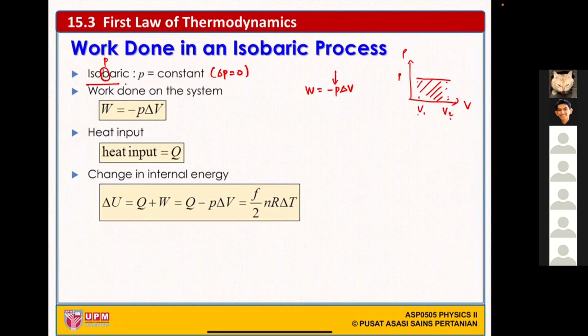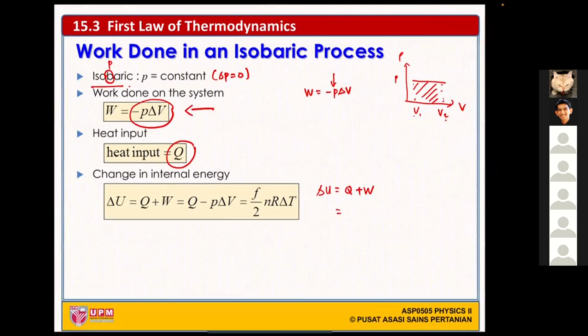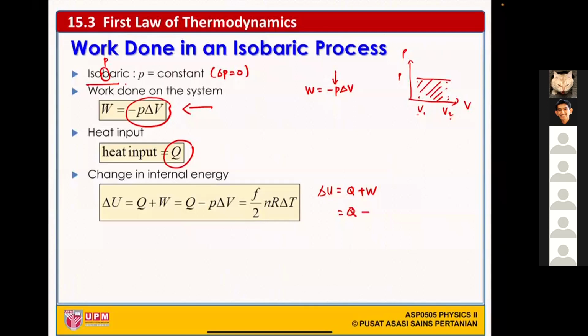Alright, so work yang dikira dalam konsep isobaric, jumlah work done on the system adalah sama dengan negative P multiplied by delta V. So, the heat input adalah sama dengan Q. Jadi, balik kepada first law of thermodynamics, the change in U is equal to Q plus W. Since work kita adalah sama dengan negative P multiplied by delta V, kita boleh substitute, dan kita dapatlah Q tolak P delta V.